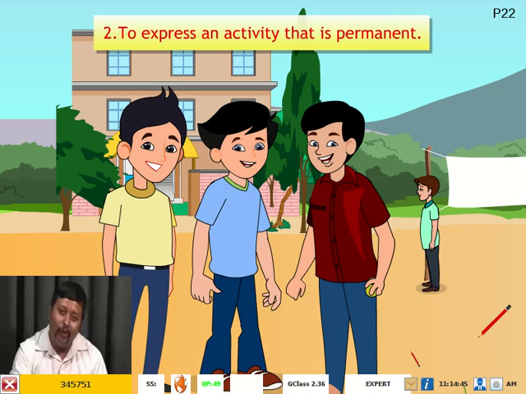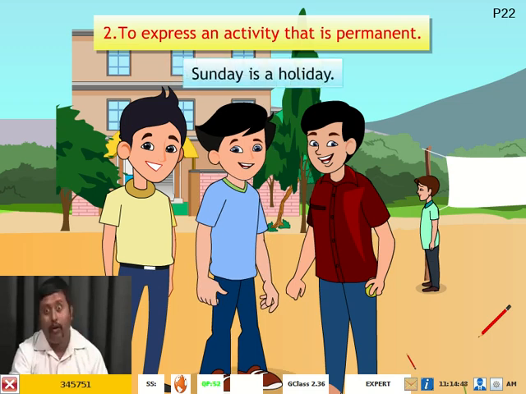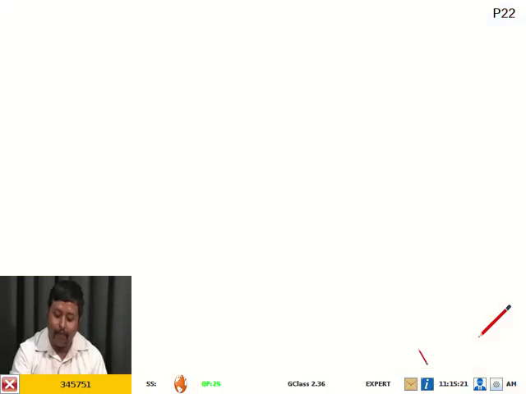It seems that they are very happy. Why are they happy? Sunday is a holiday. We all know that, isn't it? Sunday is a holiday. Will that ever change? Will you have your schools on Sunday? Never, right? Your schools are never open on Sundays. It always remains closed. This is a permanent thing that will never change. So when we have something permanent, what do we use? We use present tense. Which present tense? Simple present tense.